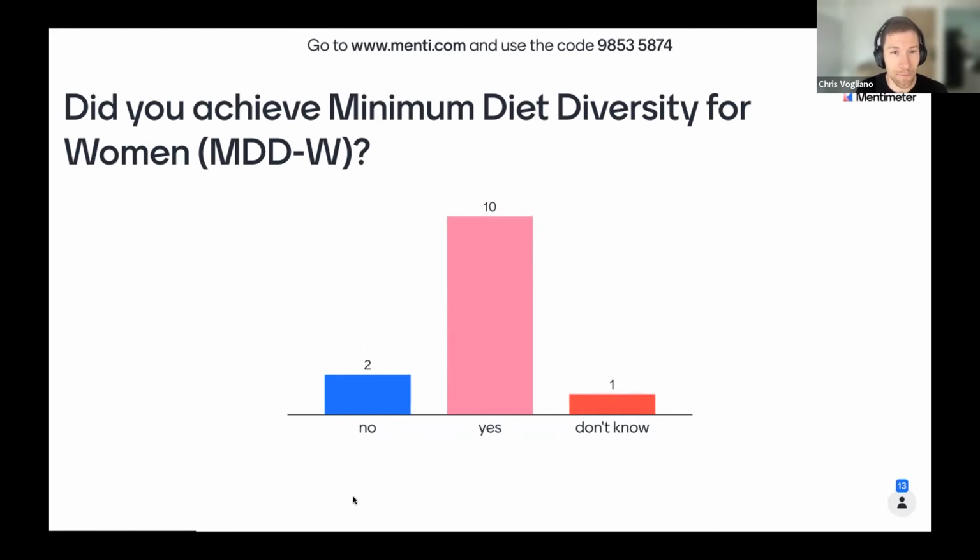So it seems that 10 of the groups achieved MDDW, which is great. Not so surprising with this group. We're talking to mostly nutrition-minded folks, so that's exciting. Two said no, and two said don't know.